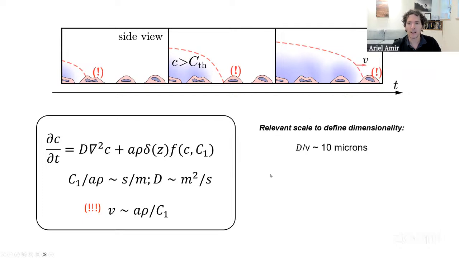Okay, so again, the relevant length scale is D over v. When we take the velocities we see in the experiments of about 2 microns a second and the diffusion constant of LTB4, we get a length scale of about 10 microns. In the experiments, the height of the device is about 1 millimeter, so we're safely in this regime of 2D cells embedded in 3D space.